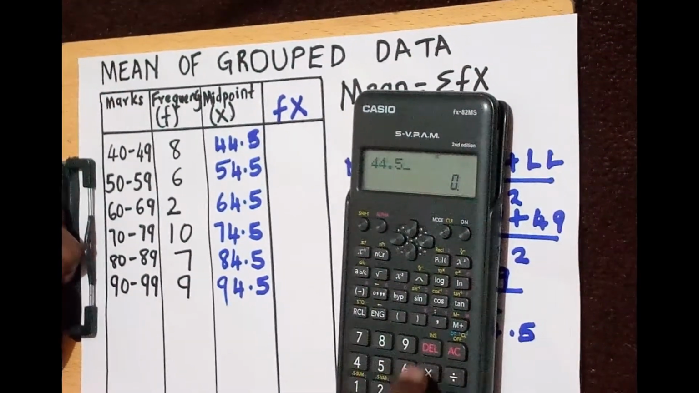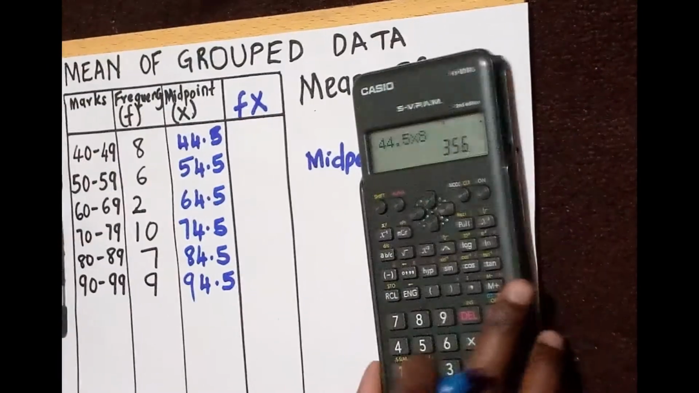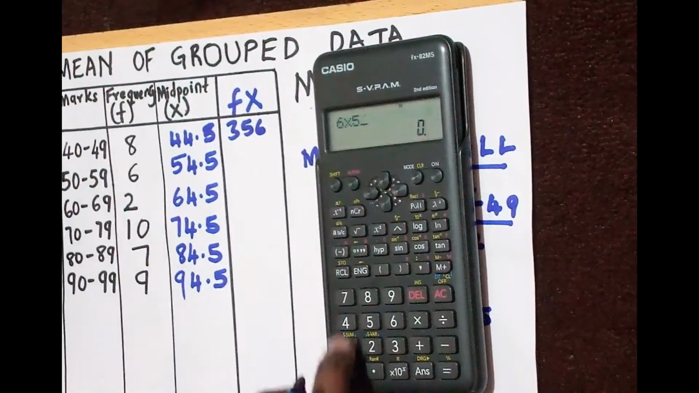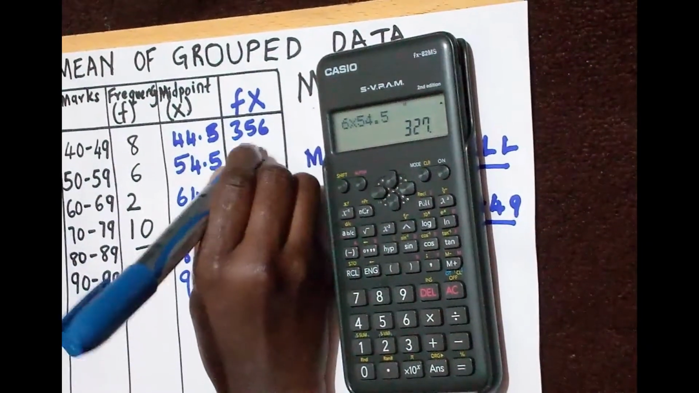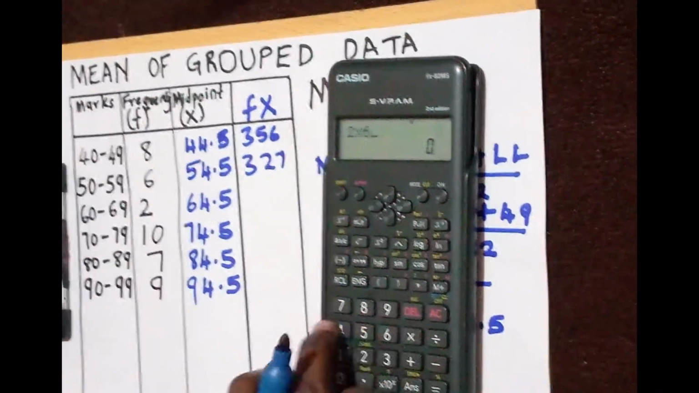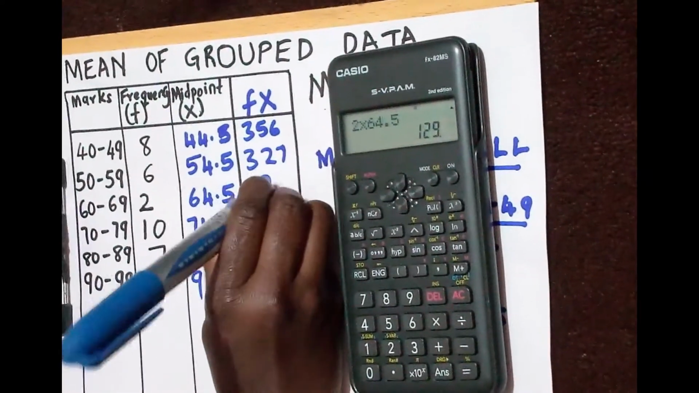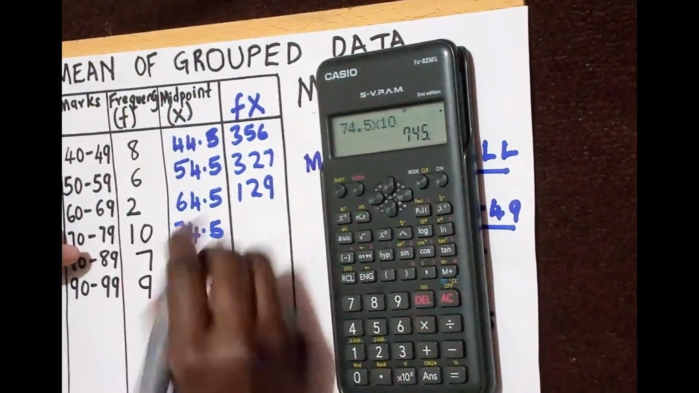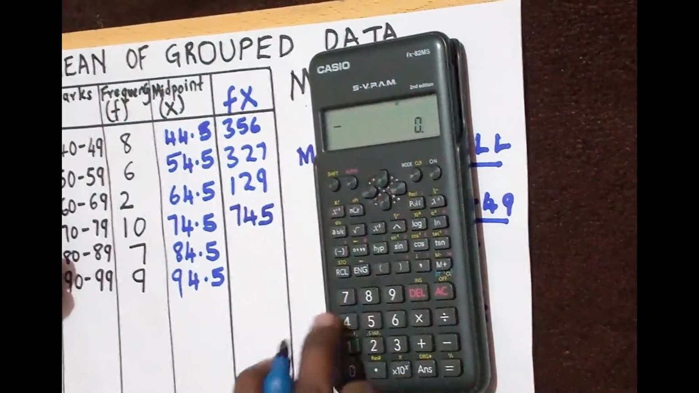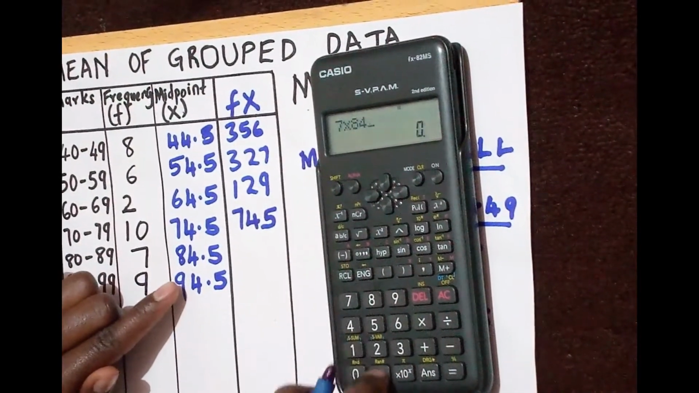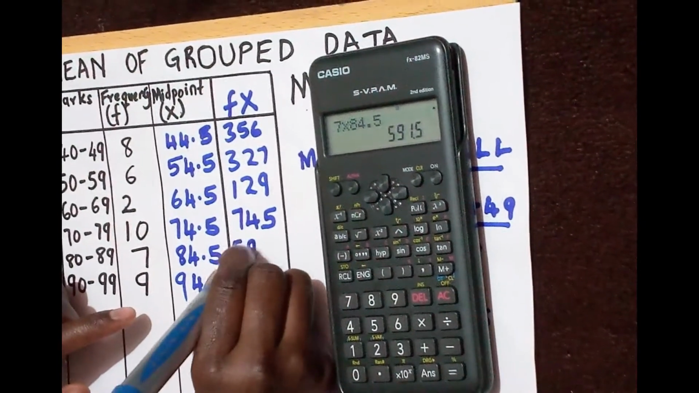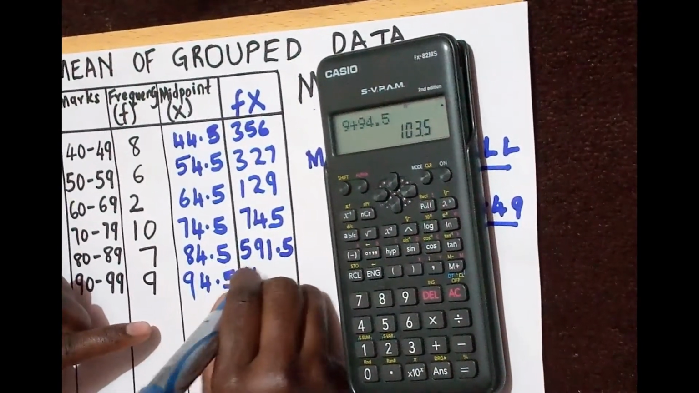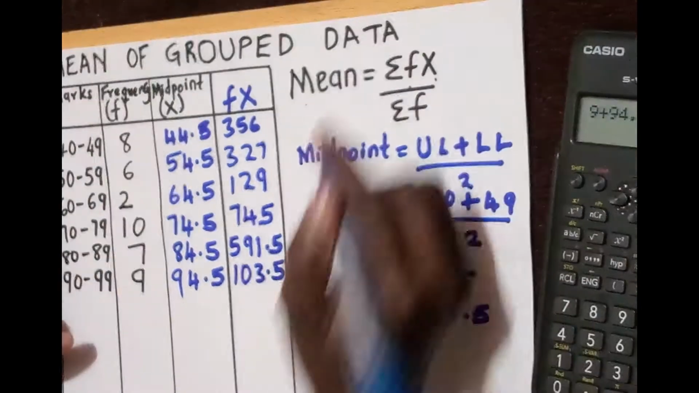So 44.5 times 8, 356. 6 times 54.5, 327. 2 times 64.5, 129. 74.5 times 10, the frequency, 745. 7 times 84.5 equals to 591.5. 9 times 94.5 equals to 103.5.